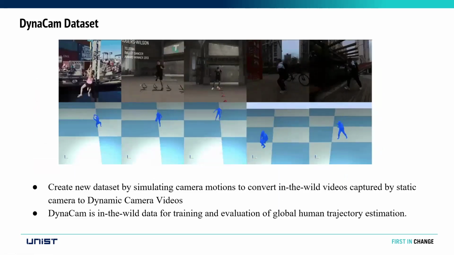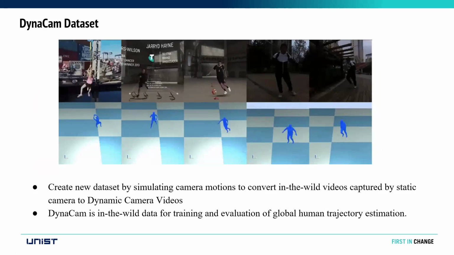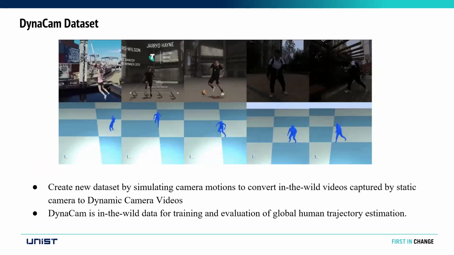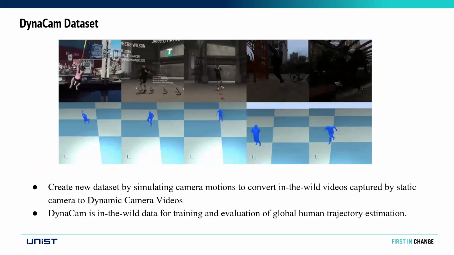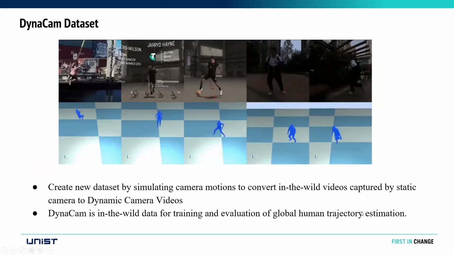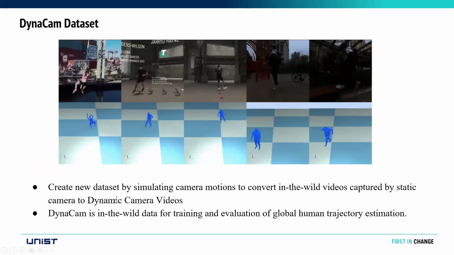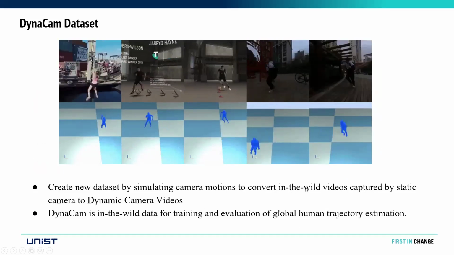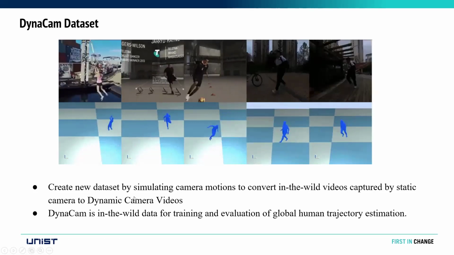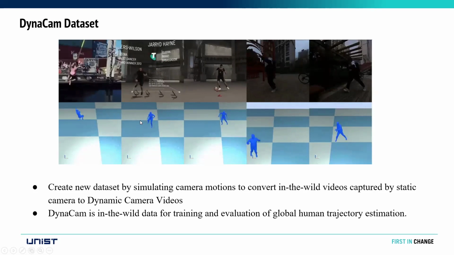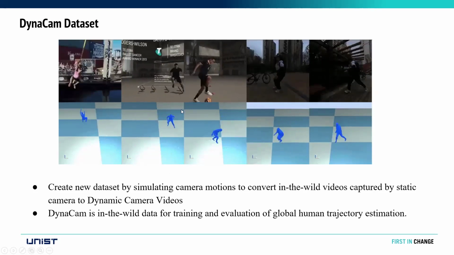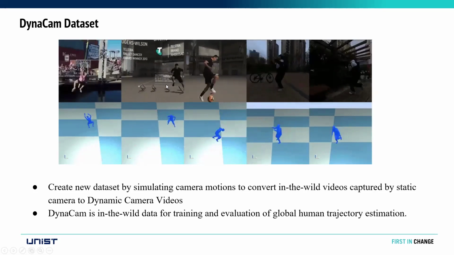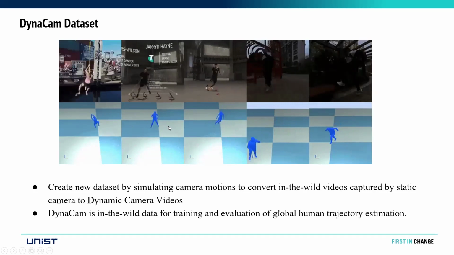For the DynaCam dataset, the authors of TRACE came up with an idea to generate a new dataset for global human trajectory estimation. First, they collect videos from previous datasets as well as from the internet. And then they try to simulate the characteristics of videos captured by dynamic cameras.